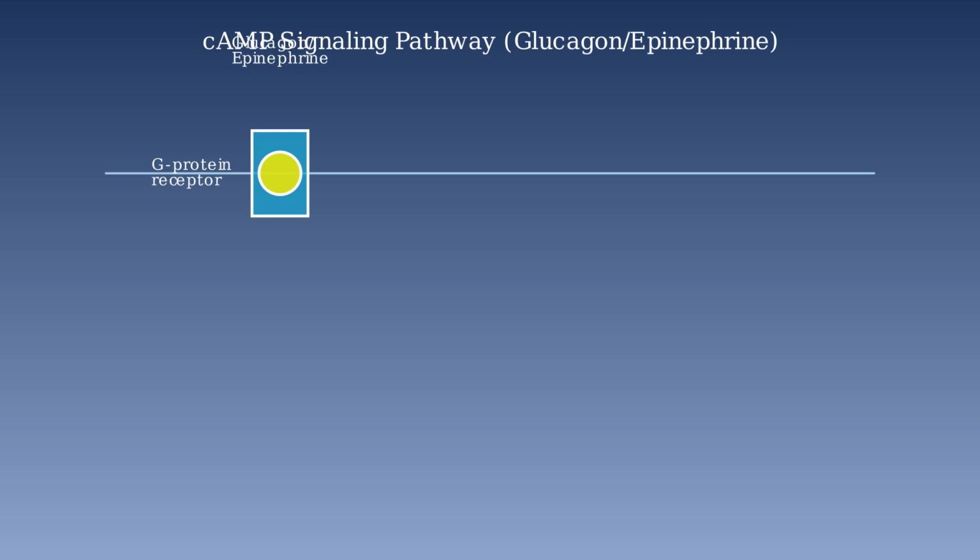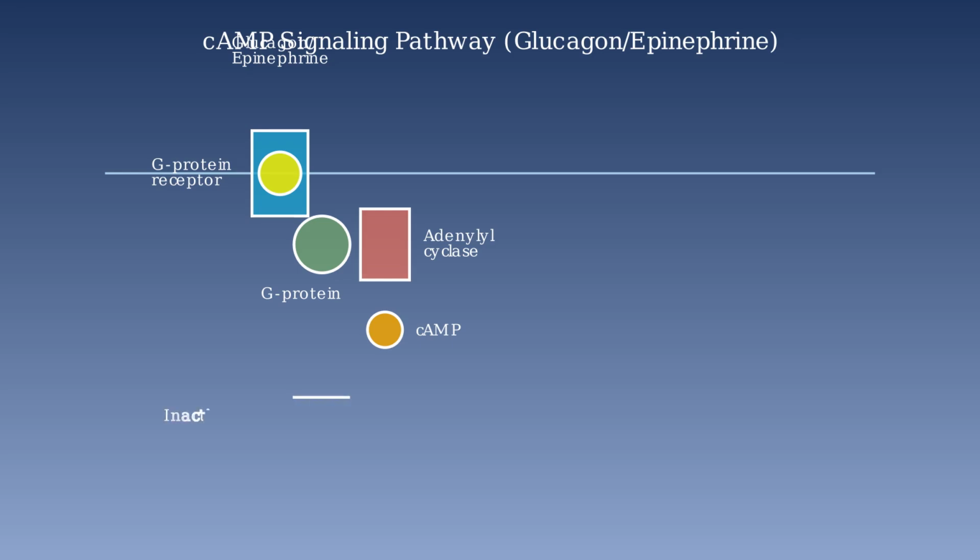receptor. This activates a G-protein, which in turn activates the enzyme adenylyl cyclase. Adenylyl cyclase converts ATP to cyclic AMP, which acts as a second messenger. cAMP activates protein kinase A, or PKA, by binding to its regulatory subunits and causing the release of catalytic subunits. Activated PKA phosphorylates and activates glycogen phosphorylase, which breaks down glycogen, while also phosphorylating and inhibiting glycogen synthase.